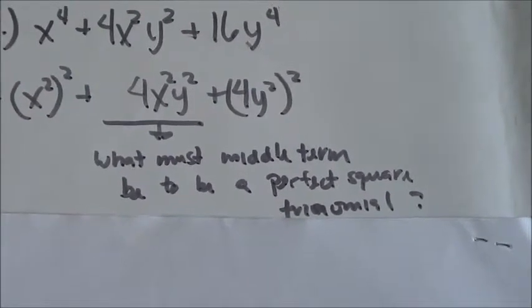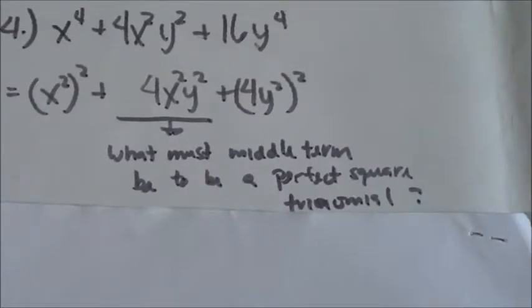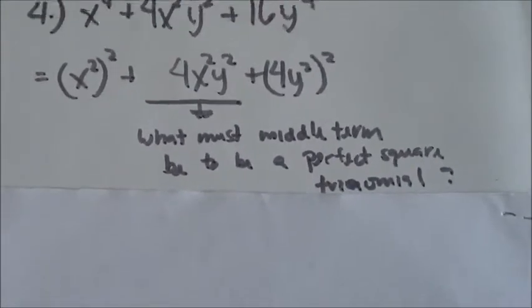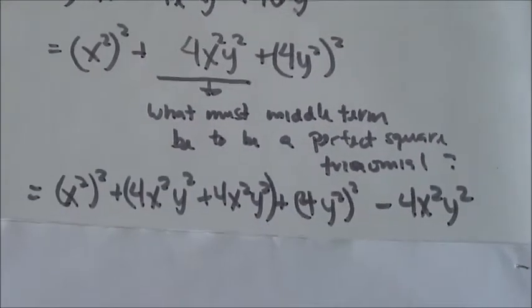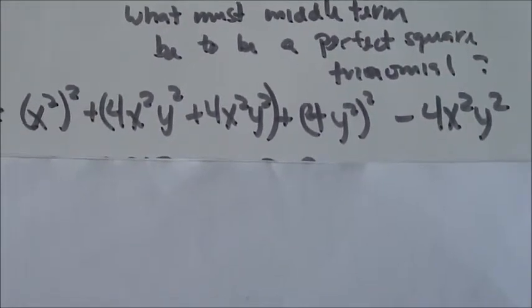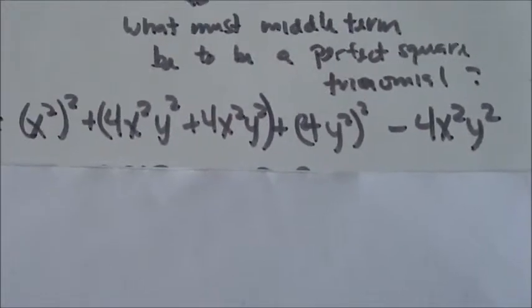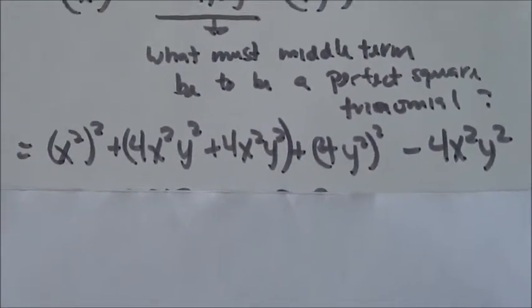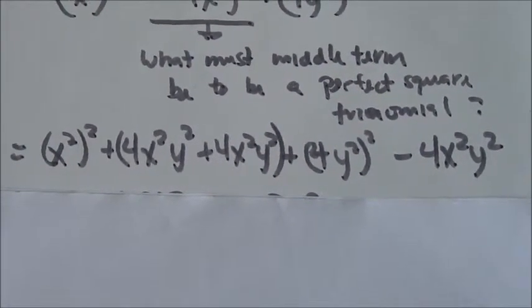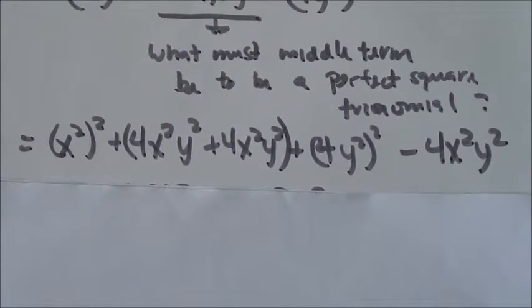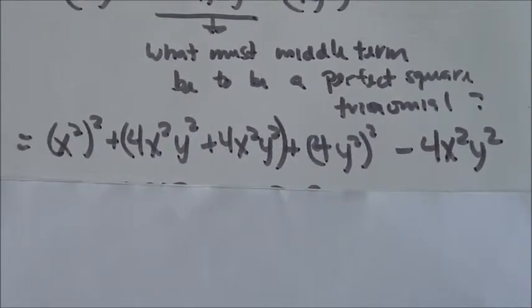So what do we do? We add a perfect square. We add 4x squared y squared again. So if we add 4x squared y squared, we get the resulting equation: x squared plus 4x squared y squared plus 4x squared y squared plus 4y squared quantity squared. Then we subtract what we added, which is 4x squared y squared.